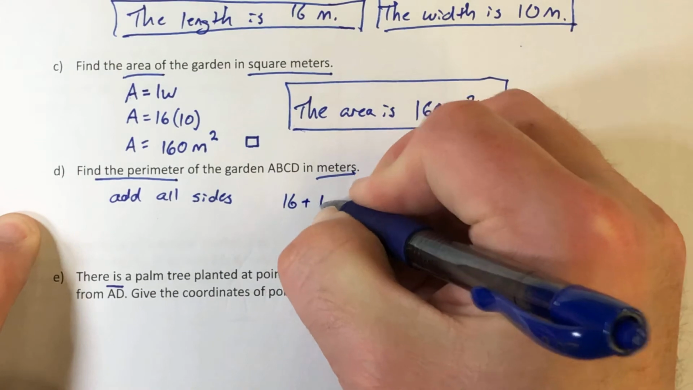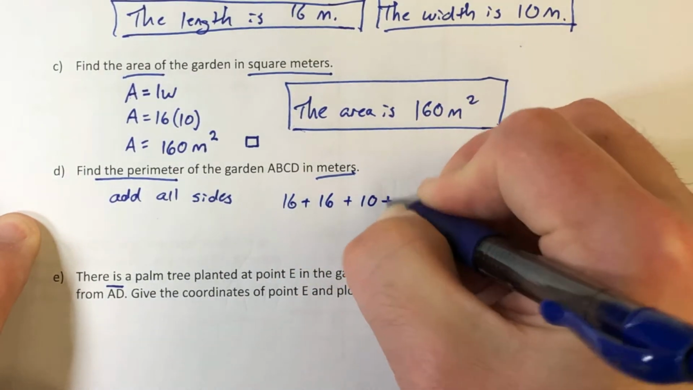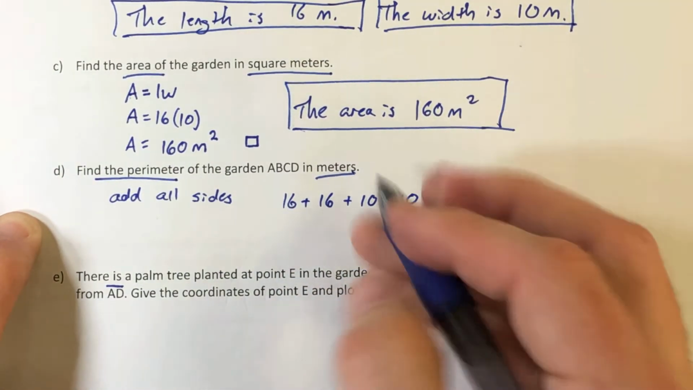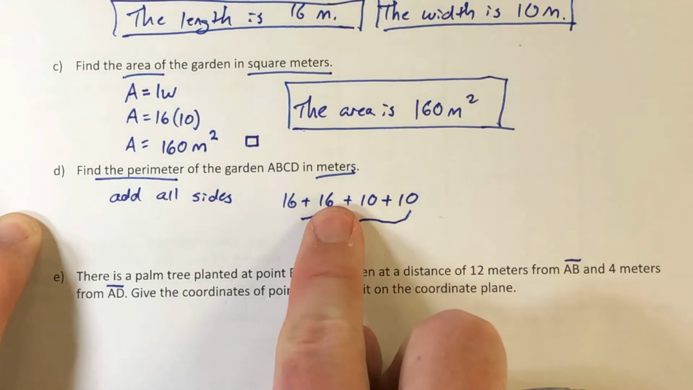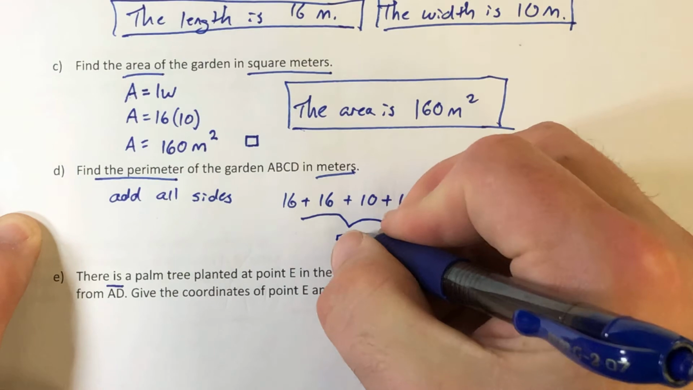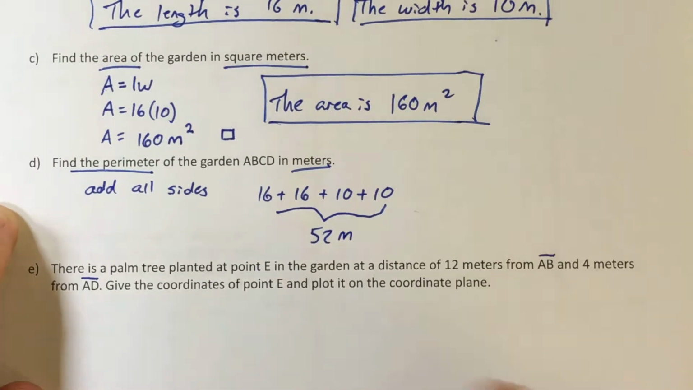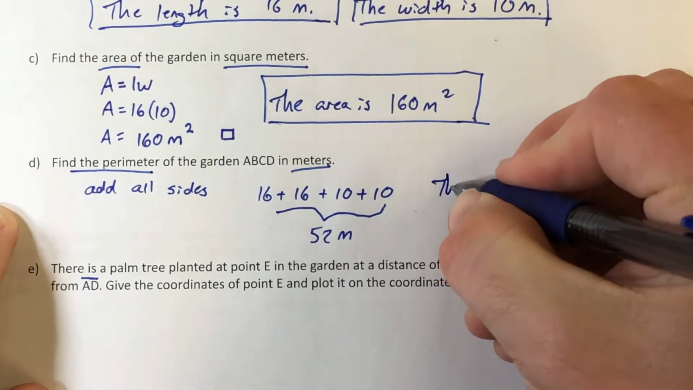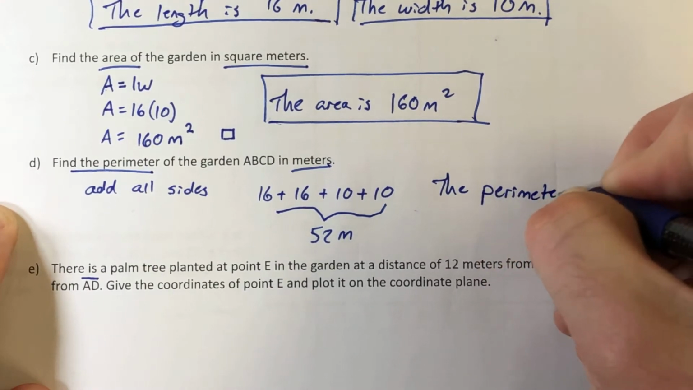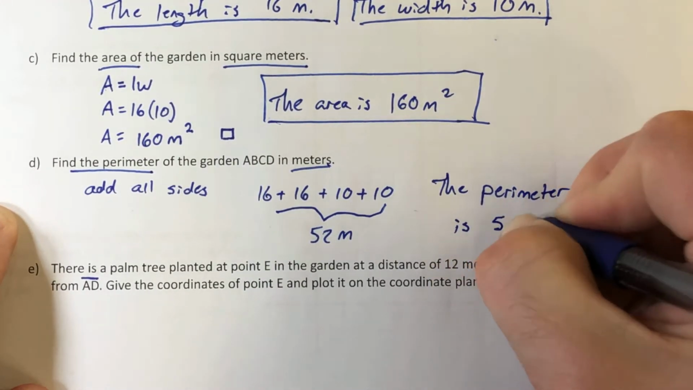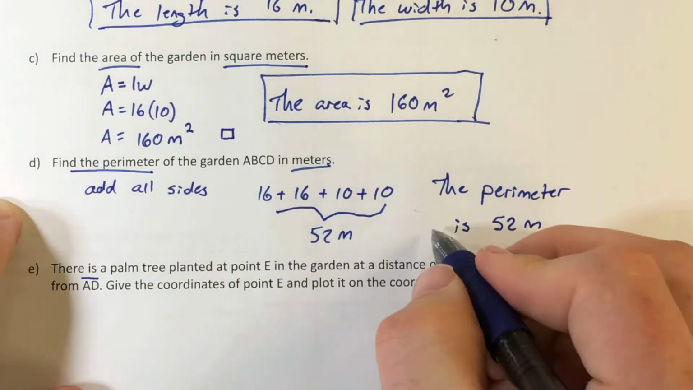So 16 plus 16 plus 10 plus 10. So 10, 20, 30, 40, 46, 52. 52 what? Meters. So it says find the perimeter. We are going to say the perimeter is 52 meters.